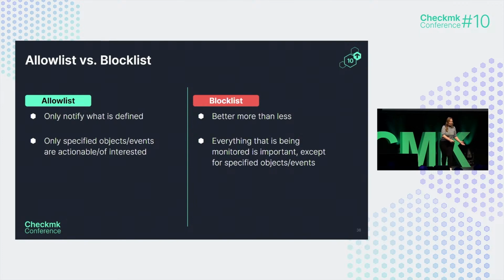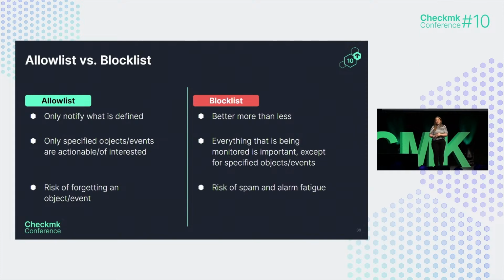The risk for the allowlist is forgetting an object or an event, so you miss notifications you should have gotten, while a blocklist approach risks spamming and alarm fatigue. So both approaches carry some advantages and some manageable risks. In the end, we need to commit to something and then manage the risk accordingly.